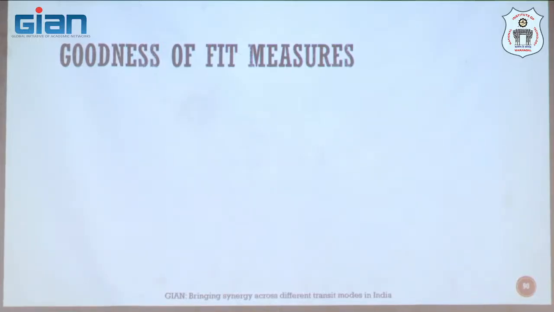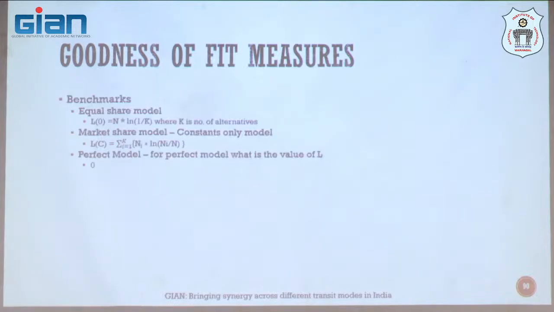So we'll talk about goodness of fit measures. It's getting to be a lot of math equations. These are the benchmarks that we use. If you have an equal share model, what this means is, if you have two alternatives, the blind guess we can make is half and half, right? That is what gives you the log likelihood L of 0. All I am doing here is, if I have n records and k alternatives, n ln 1 over k. Because if it's two alternatives, it's half, ln half. So this will give you the log likelihood at 0.